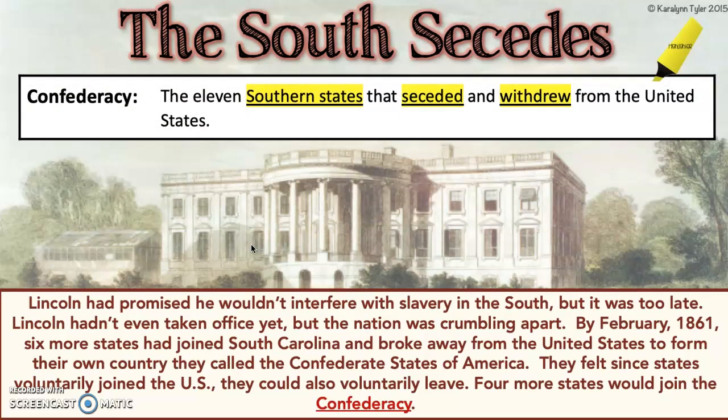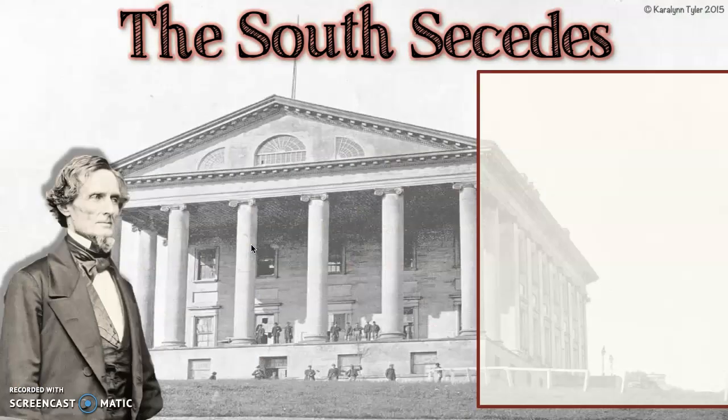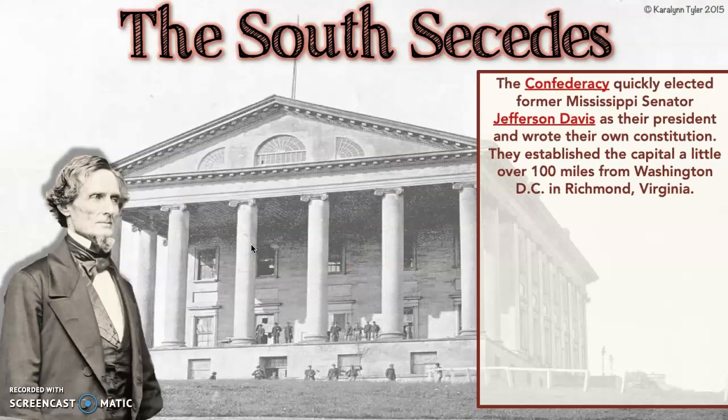The Confederacy, this is on page 9, the 11 southern states that seceded and withdrew from the U.S. The Confederacy quickly elected former Mississippi Senator Jefferson Davis as their president, and they wrote down their own constitution. They established a capital that was only about 100 miles away from Washington, D.C., so the capital of the South is going to be Richmond, Virginia.